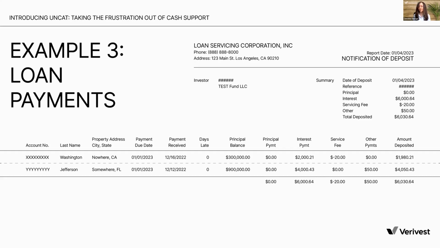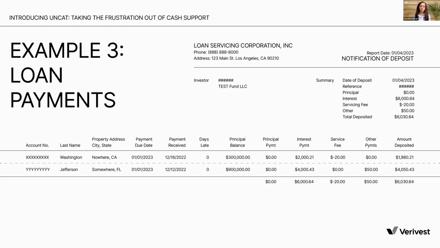This includes a lot of information, but it's all quite important. So we haven't highlighted anything specific, but you'll see it starts with the fund name, the date of the deposit on the right-hand side at the top there. It gives you the total deposited amount, in this case, $6,030.64, and it gives you a breakdown.